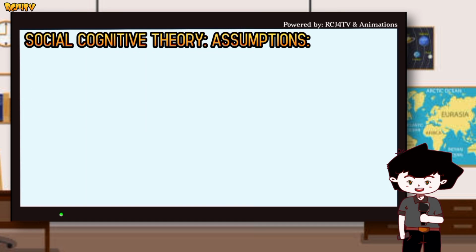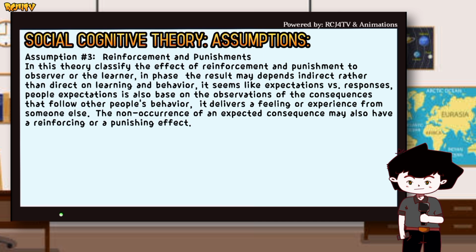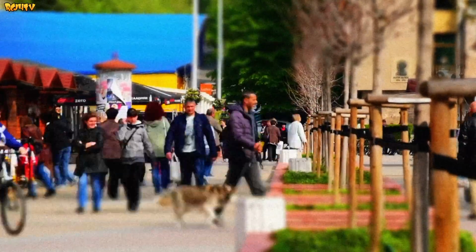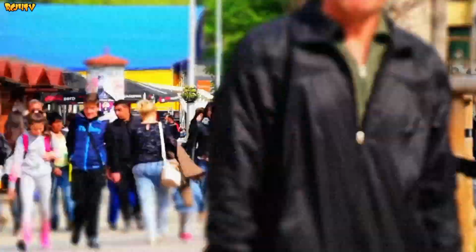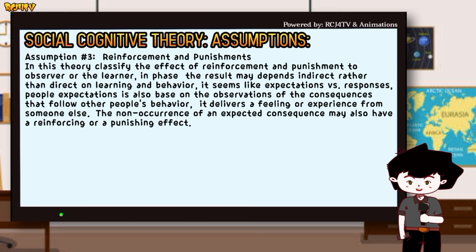And last but not the least, the assumption that deals with reinforcement and punishments. This theory classifies the effect of reinforcement and punishment. To the observer or the learner, the result may depend indirectly rather than directly on learning and behavior. It seems like expectations versus responses. People's expectations are also based on the observations of the consequences that follow other people's behavior. It delivers a feeling or experience from someone else. Anyways, the non-occurrence of an expected consequence may also have a reinforcing or a punishing effect.